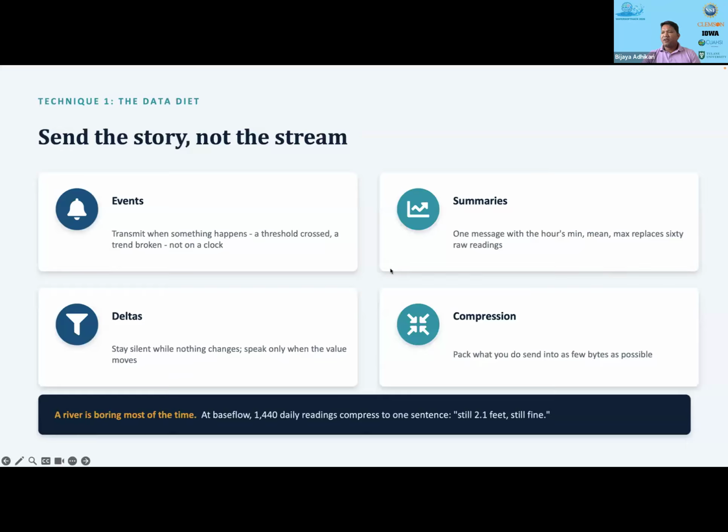So the takeaway is, if you can imagine, a river is boring most of the time. Nothing really happens. At that time we don't need to send these raw readings every few minutes or every few seconds. We can compress the data and send when necessary.